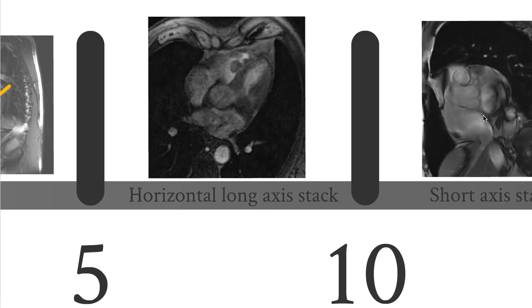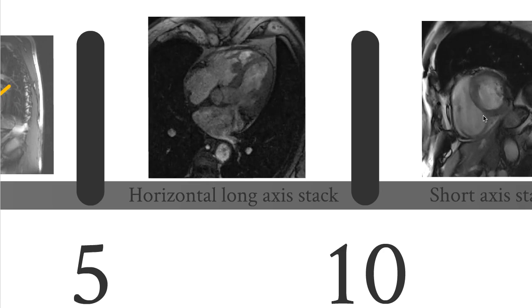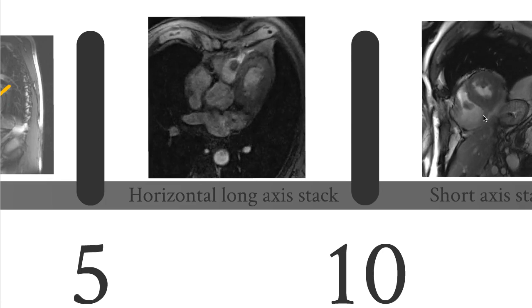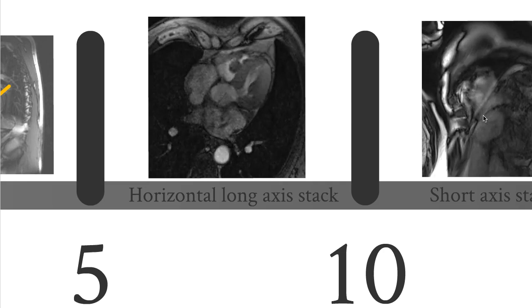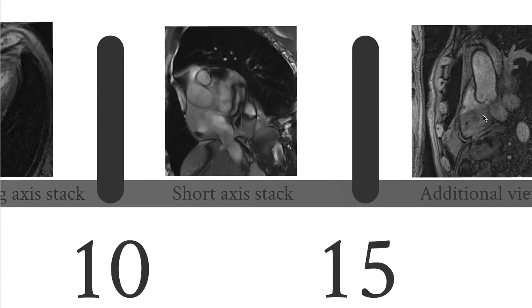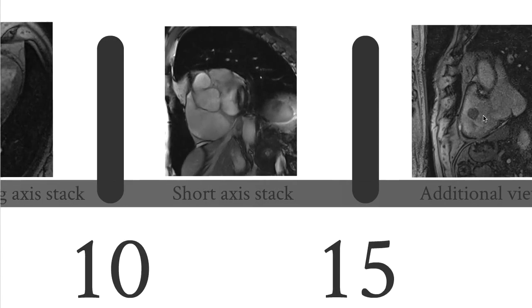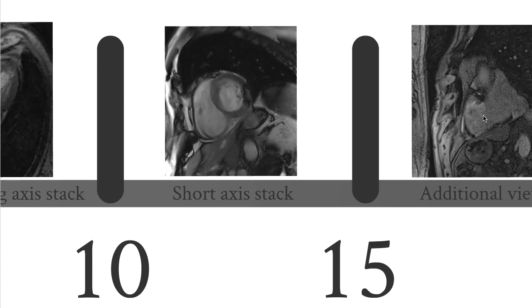This is what we call the horizontal long axis stack, or the four chamber stack. And this is an example of a mass. The patient here has a pedunculated mass in the RV, and we'll talk about this mass. I won't give that one away, but we'll talk about it later. Next, we do a short axis stack. This is our standard short axis quantification stack that we do in every patient that gets a cardiac MRI.